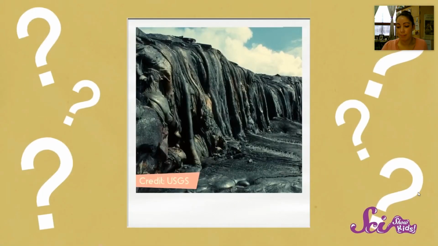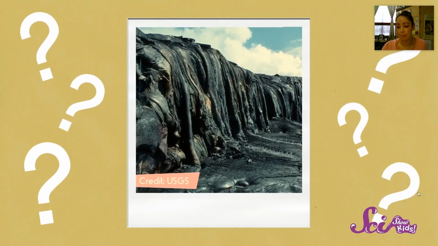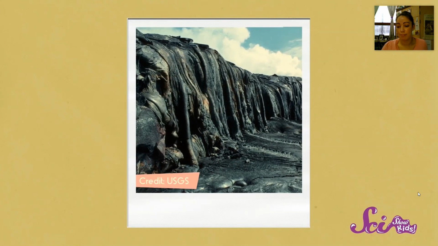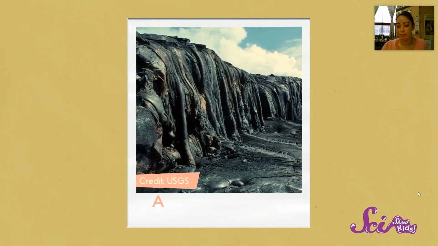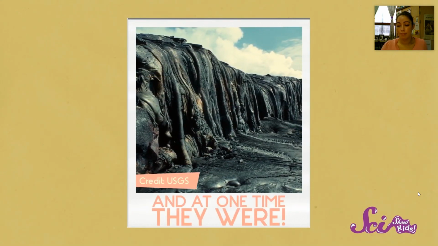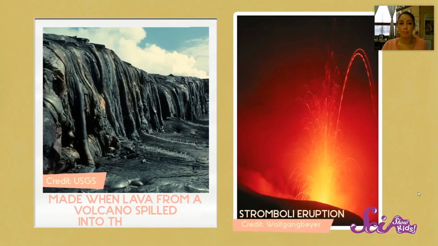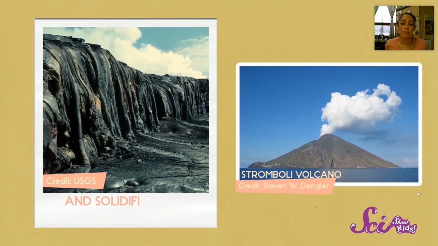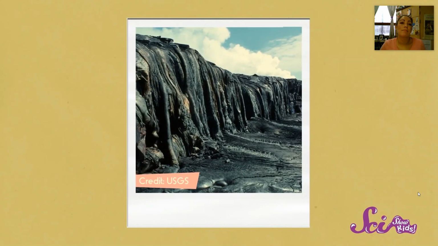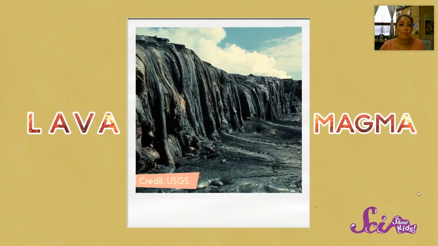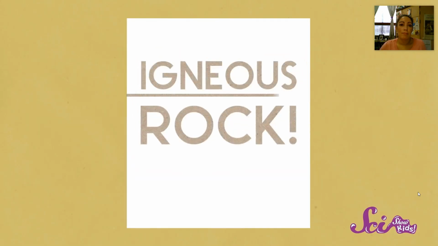Okay, just one more. This stuff hardly looks like rock at all. Those big goopy loops of black rock look like they're practically melting. And at one time, they were. They were made when lava from a volcano spilled into the ocean and solidified into rock. And since this rock came from lava or magma, you know that's right, igneous rock.